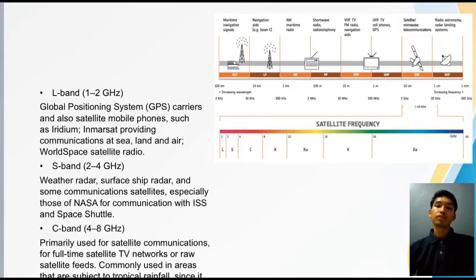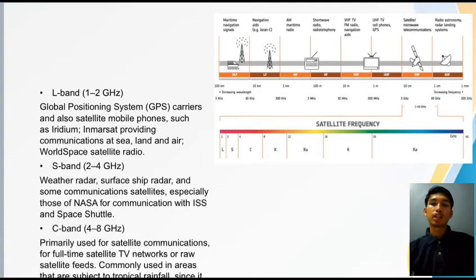Next, because of the satellites' increased use, number and size, congestion has become a serious issue in the lower frequency bands. New technologies are being investigated so that higher bands can be used. There are several types of satellite frequency.